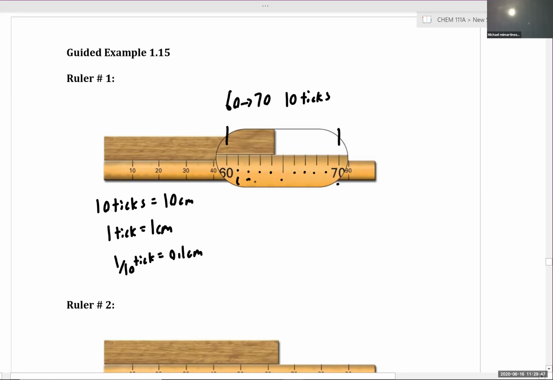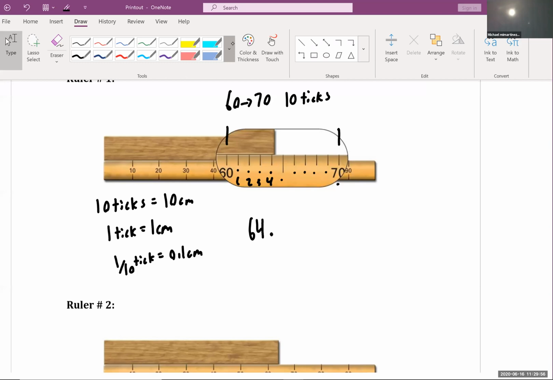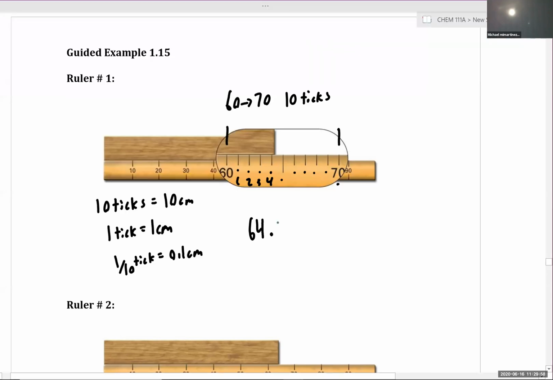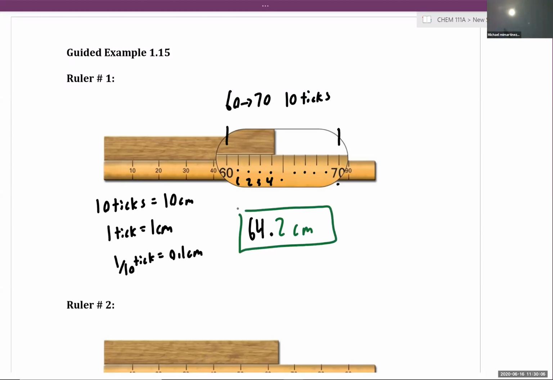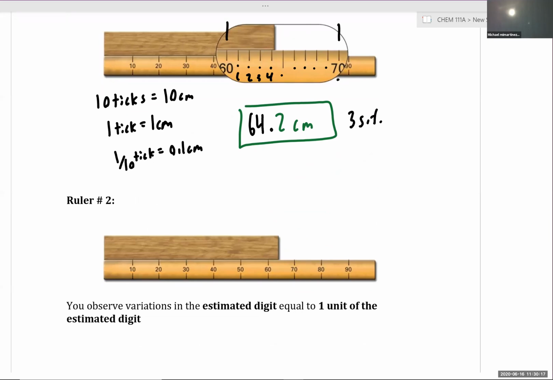So in terms of our certain digits, we can report 64, and then we can estimate an additional digit. So we can say 64.2 centimeters. This measurement overall has a total of 3 significant figures. Let's look at another ruler. What happens if you change the value of your graduated marks?